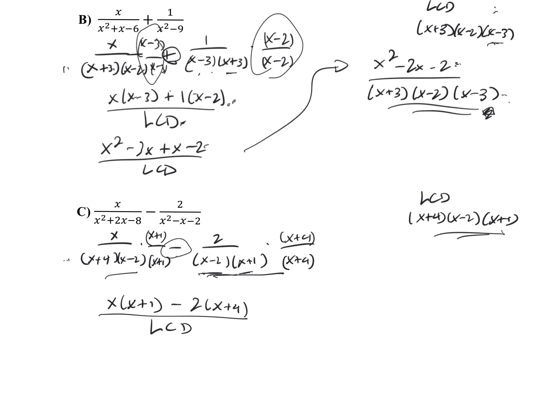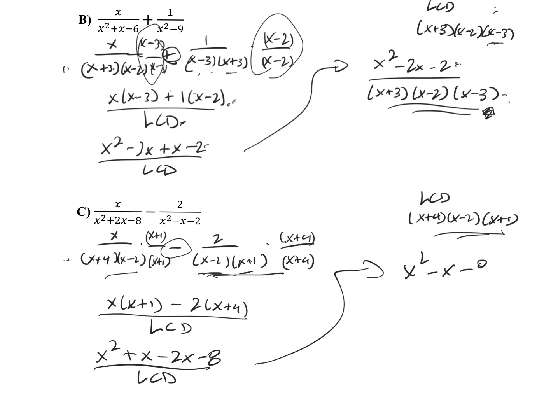All right, so next step is to expand this out, multiply it out, so we get x squared plus x. Looks like minus 2x minus 8. Combine like terms. In this case, we end up with x squared minus x minus 8 all over my LCD, which is x plus 4, x minus 2, and oops, let me write that a little better. Still getting used to writing on an iPad. X plus 1 squared, or x plus 1.